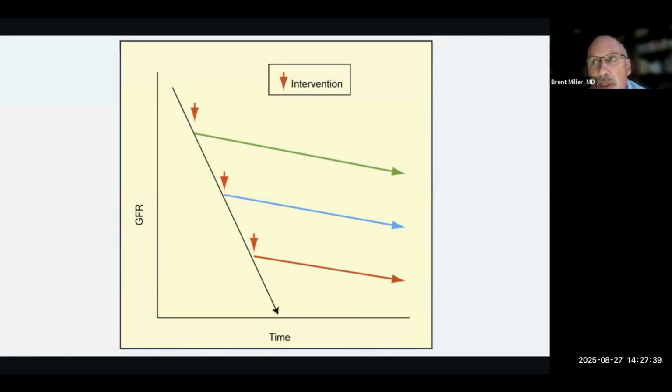And then the next point is, let's intervene earlier. Because if we can intervene at the green slope, that person will never require dialysis. If we intervene at the red slope, that's great, but we probably only delayed dialysis 4 to 5 years, which is great. Let's not poo-poo that. That's 4 to 5 years you don't have to be on dialysis.